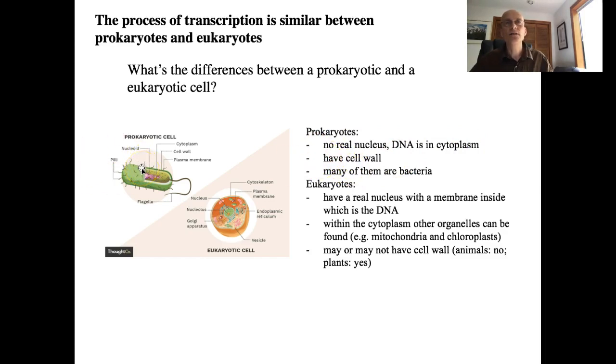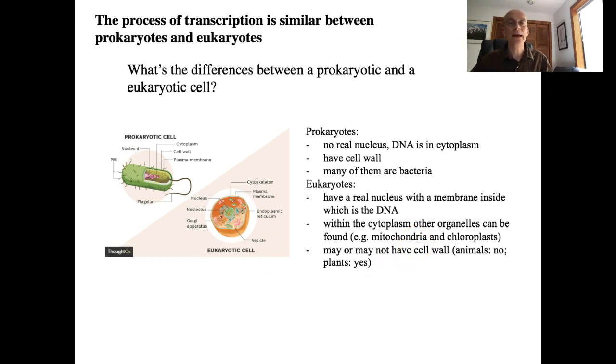Prokaryotes also have cell walls. Eukaryotes may or may not have cell walls. The animal eukaryotic cells do not have a cell wall, while plant cells do. So that's not the one distinguishing factor between prokaryotes and eukaryotes. But in eukaryotes, since the nucleus is membrane bounded, there are other membrane bounded organelles in the eukaryote, and we will talk about those a little bit later on in a different lecture. But you may have heard about mitochondria, you may have heard about chloroplasts. Those are things that are found in eukaryotic cells, but not in prokaryotic cells.